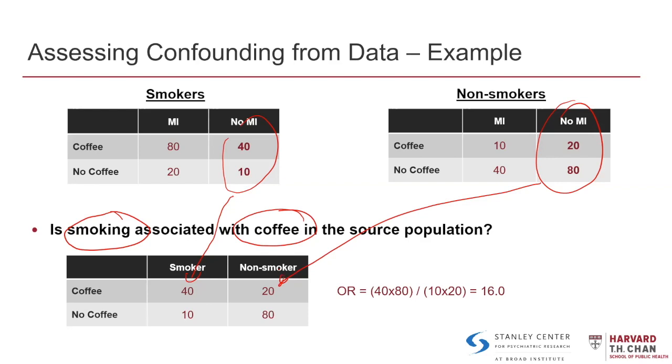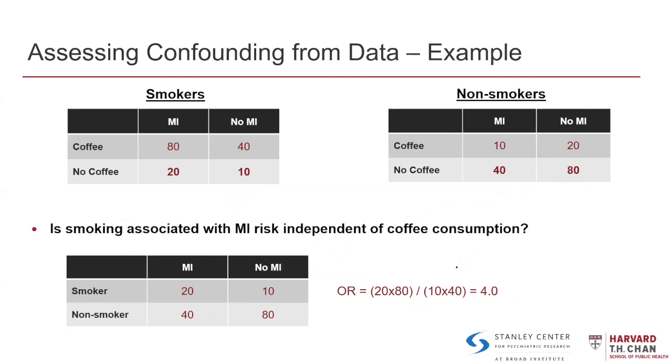We would do the same odds ratio calculation, taking the cross products of the diagonal cells, 40 times 80, divided by 10 times 20. We get 16. So people who drink coffee are 16 times as likely to smoke. So we have established a relationship between our confounder and coffee consumption.